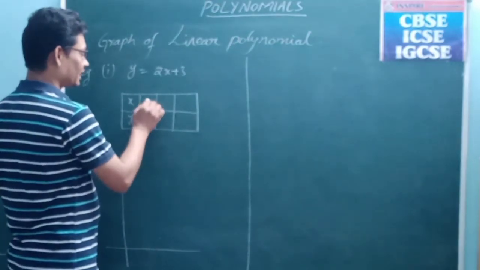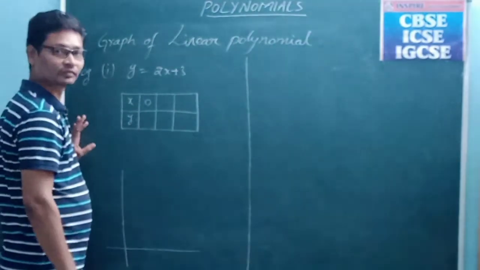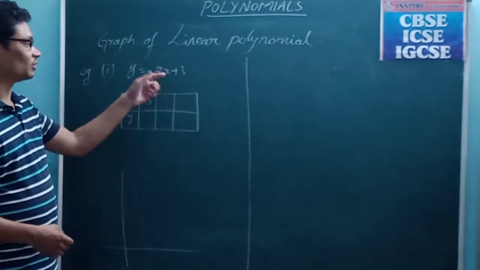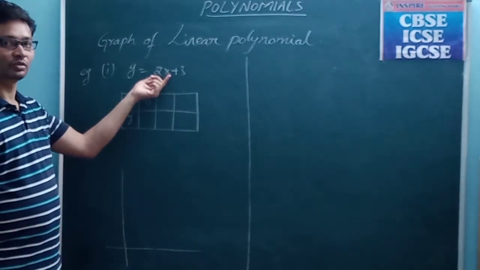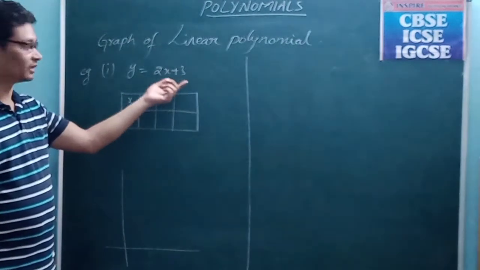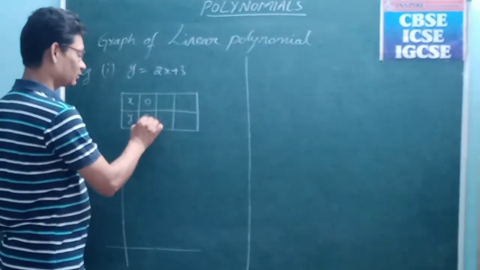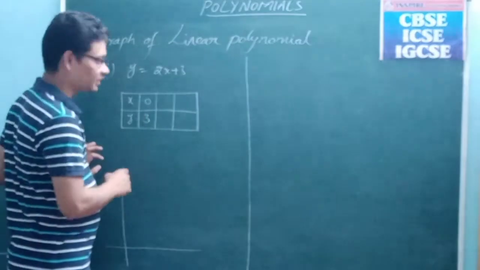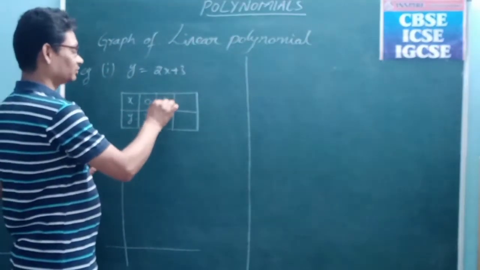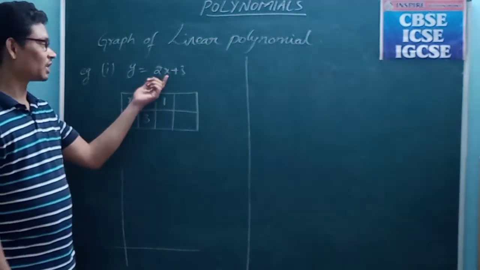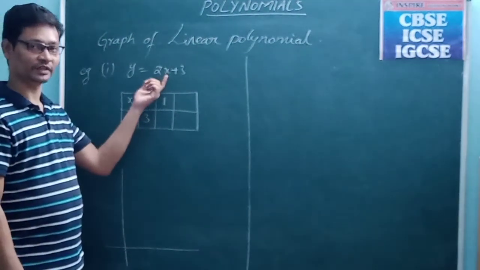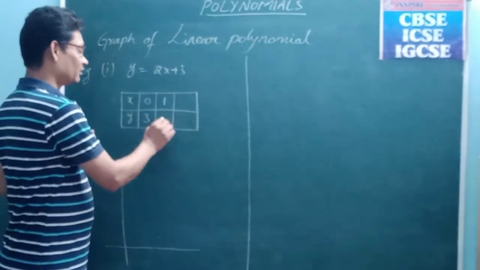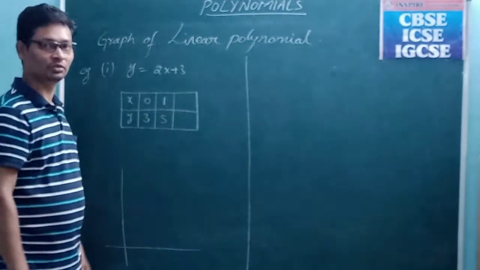If you consider the value of x as 0, then 2 into 0 will become 0, plus 3. So 0 plus 3 is 3. So the y value is 3 when x equals 0. When x equals 1, 2 into 1 is 2, 2 plus 3 is 5. So the y value will become 5 when x equals 1.